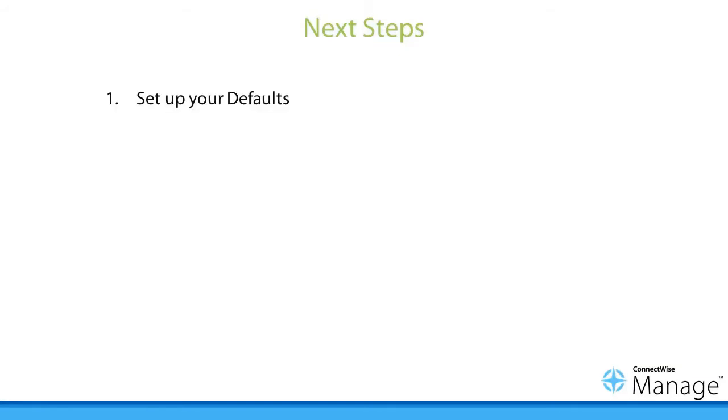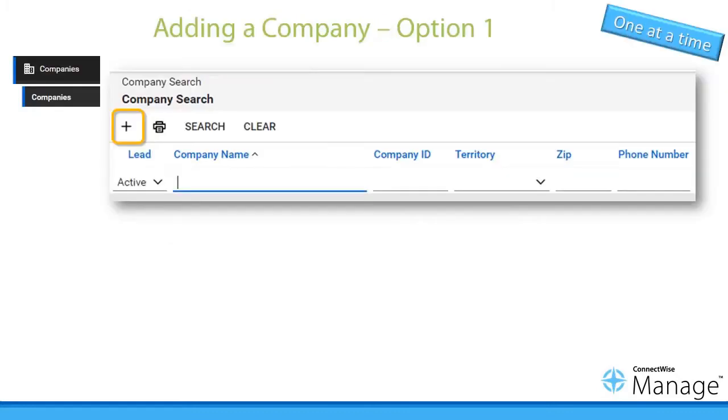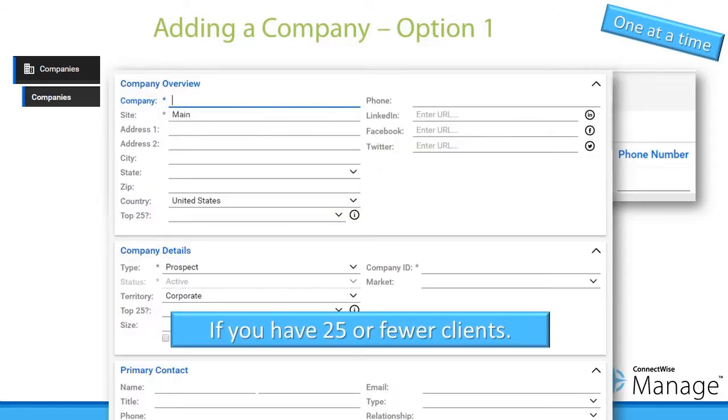First, set up your global defaults, which we just covered on the My Company screen, the member page, and in various setup tables. Once these defaults are in place, you are ready to bring your companies and contacts into ConnectWise Manage. In the Companies module, the Companies screen is the first of two options for adding companies. Here you can add them one at a time. Click the New Item plus sign to add a company and related information.